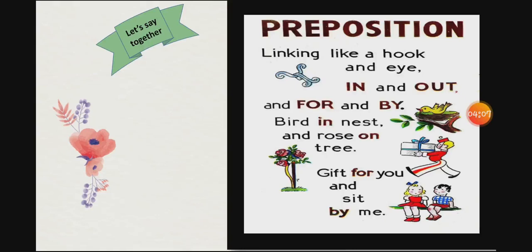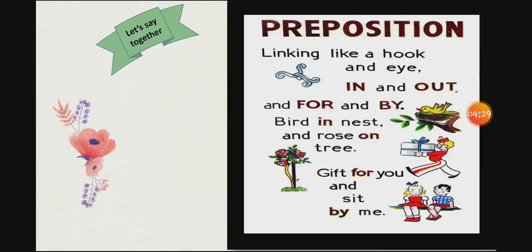Those are all prepositions. Let's go for a rhyme. Here I write one thing. Let's say it together. So you have to say with me as well. This is a preposition rhyme. And you can find the colorful words in bold letters as prepositions. And as they are joining together, that's why here is linking. Okay, let's start.